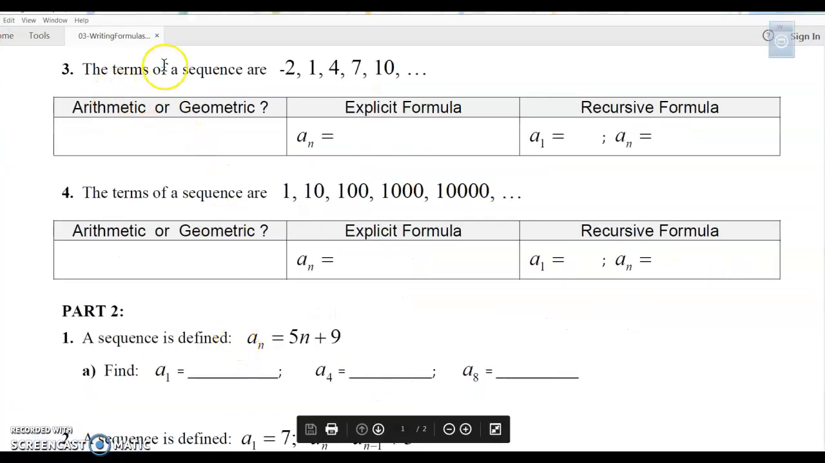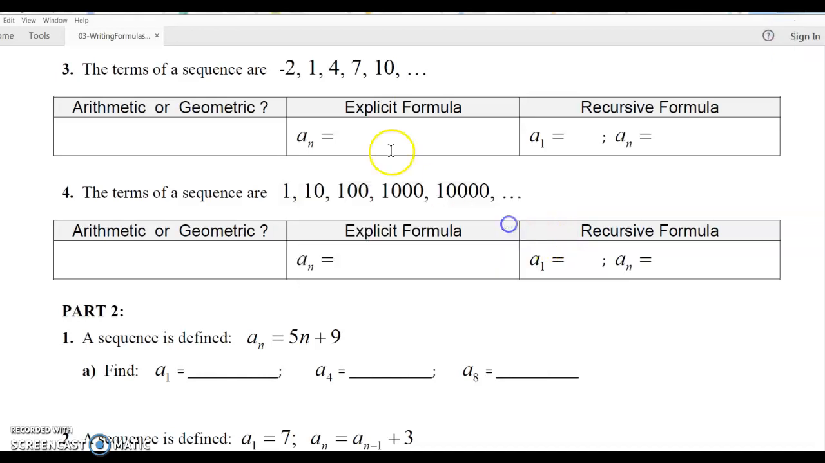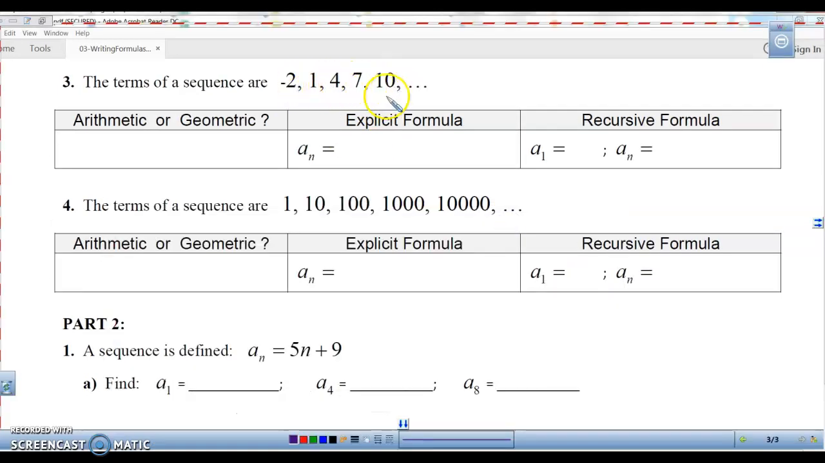Okay, let's try the next one. The terms of a sequence are -2, 1, 4, 7, and 10. First of all, we have to determine if this is arithmetic or geometric. What's happening every time as we go from term to term? Are we adding or multiplying? We're adding 3 every time, and it has to work for every term of the sequence. So if we're adding 3, that makes it arithmetic. That means the common difference, or the D, is going to be 3.